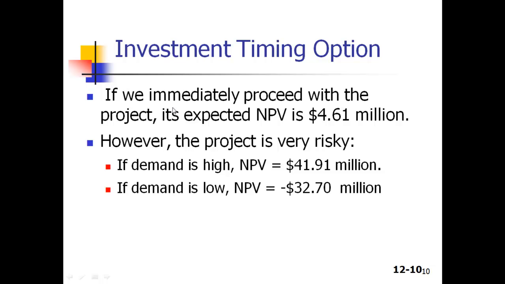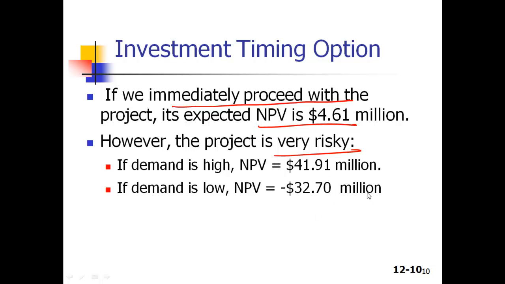Okay. Now let's look at this situation. So what we are saying is if we immediately proceed with the project, its expected NPV is 4.61. However, the project is very risky. Why do we say that this project is risky? Asim, why do we call this project risky? Okay, demand is uncertain, so you are on the right track. Ayub, can you build on that? Why is this project called risky?